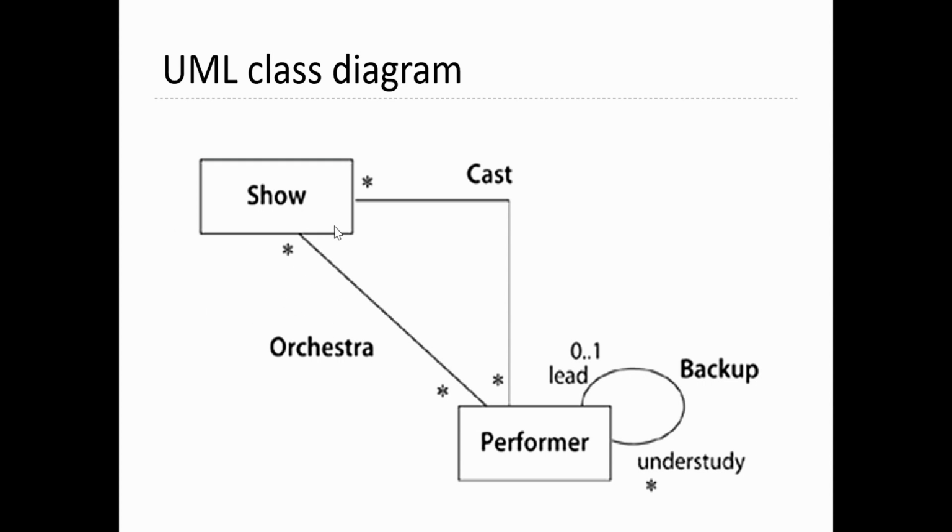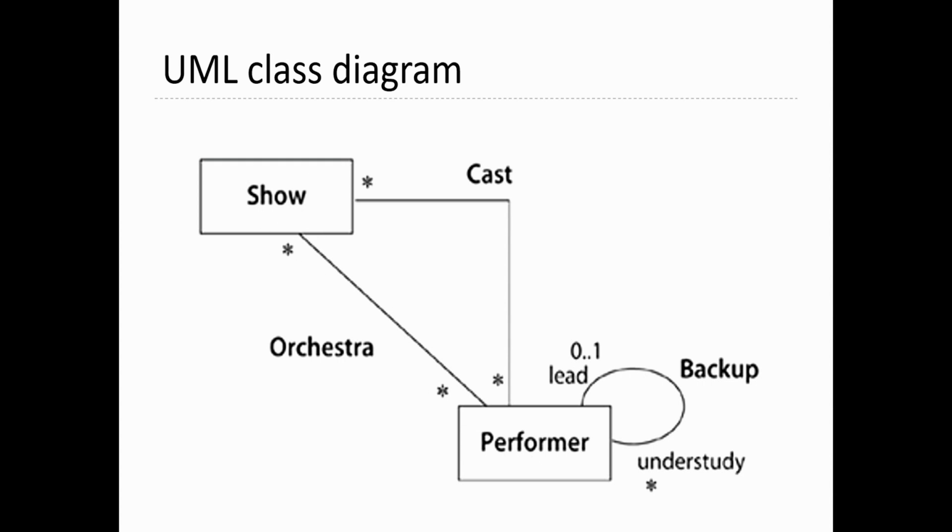Now, how do you read this diagram? Let's look at orchestra. There's a relationship with a performer; you can be a musician in the orchestra. Each show, the star means 0 or more, so each show might have 0 or more members in the orchestra. And an orchestra member might belong to 0 or more shows.